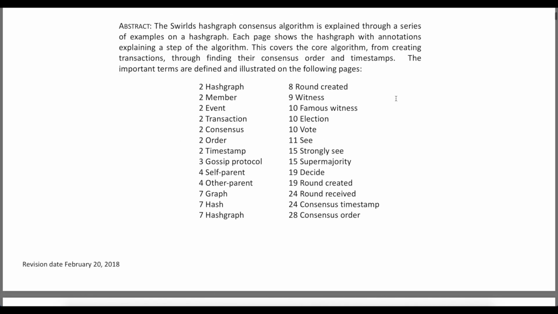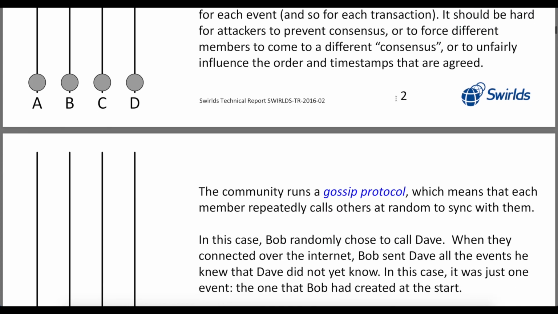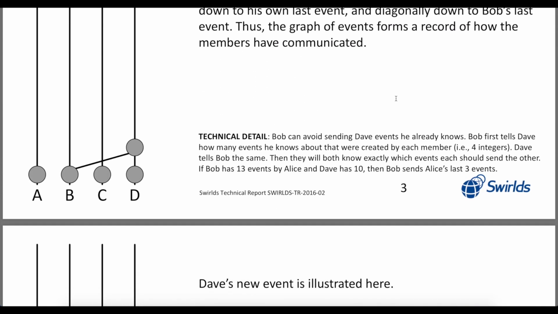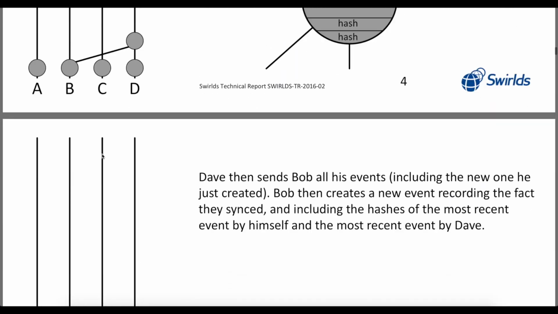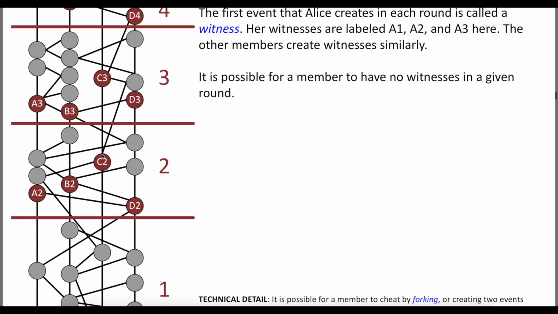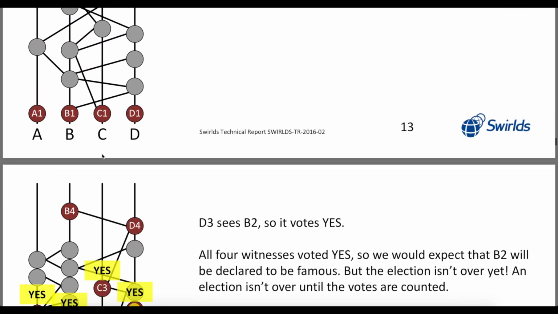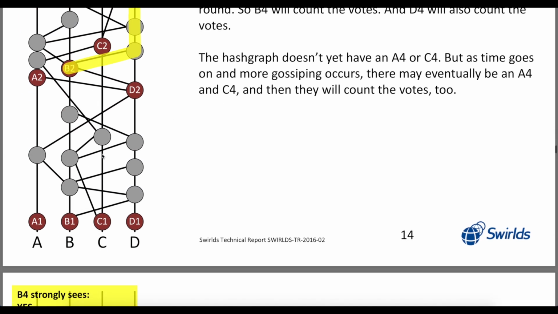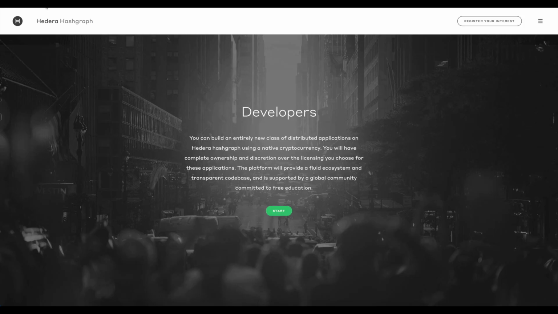Then what we have over here. So this is a detailed paper which explains how Hashgraph works. So it is available on swirlds.com. So this paper will explain you each and every node and how it works and everything. So everything is in detail in this paper. So you can go through it and check the diagrams and you will be able to understand how it will work in depth. So let us go back to the Hedera website.